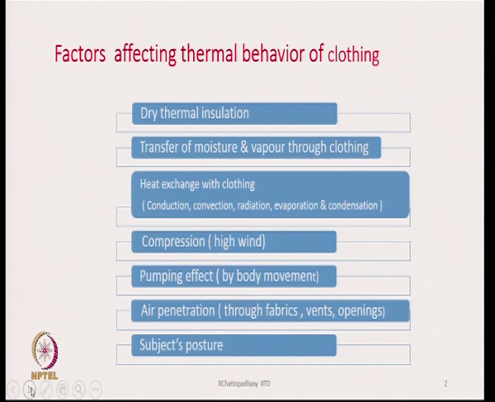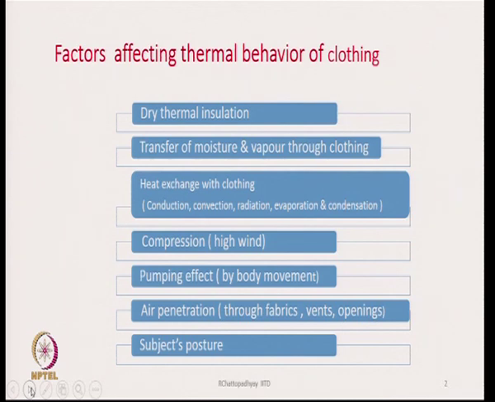What is the insulation value of the clothing in dry state? In wet state, the clothing insulation value will change, because we all know that water is a good conductor of heat. So, that will change the insulation value of the clothing. So, dry insulation is important.